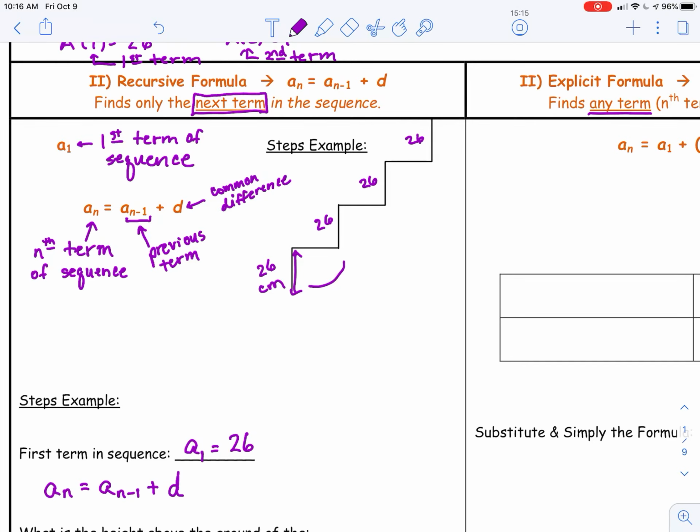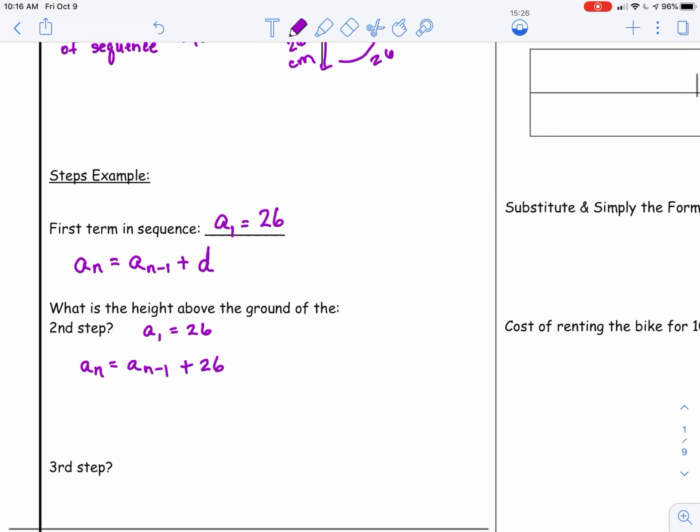Okay, so we see that every time this moves up, it's moving up at 26, right? That's our common difference. Our first term is also 26 in this example, but it does not always work out that way. And you'll see that. I think we have a later step example that's not going to work out exactly like that. So in this, I want you to see how we're going to figure out that a, the first term, is 26 by using the formula.